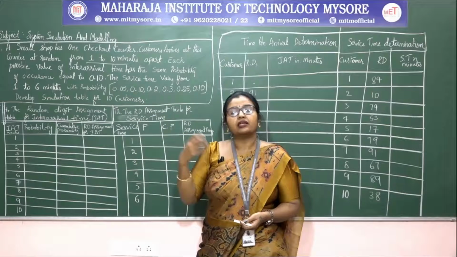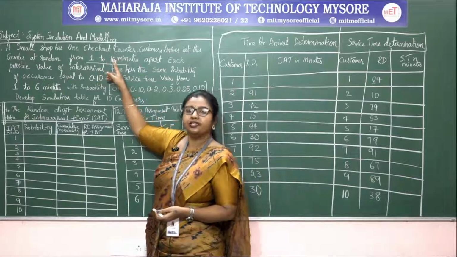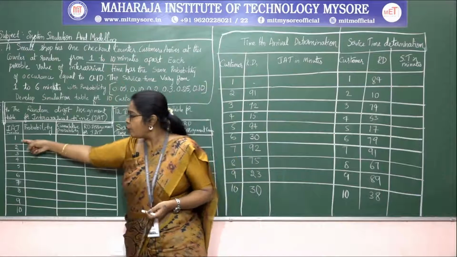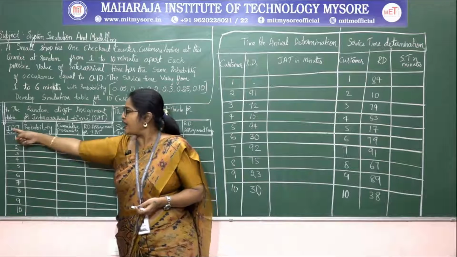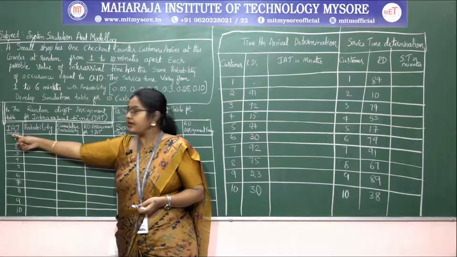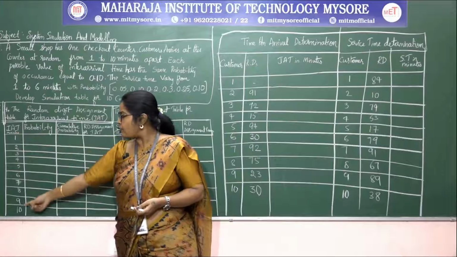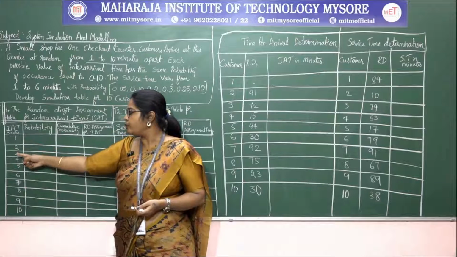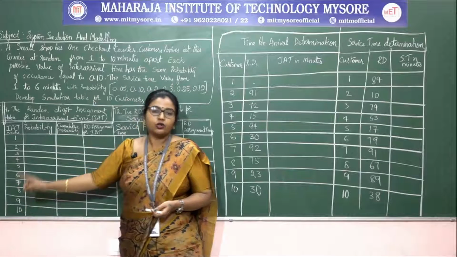So he may take another 15 minutes. Sorry, not 15 minutes, only in between 1 to 10 minutes. That's why I have written all the numbers between 1 to 10 minutes. So that's why IAT, that is nothing but inter-arrival time in minutes. So I have listed all the timings: 1 minute, 2 minutes, 3, 4, 5, 6, 7, 8, 9, 10. So all the 10 minutes.